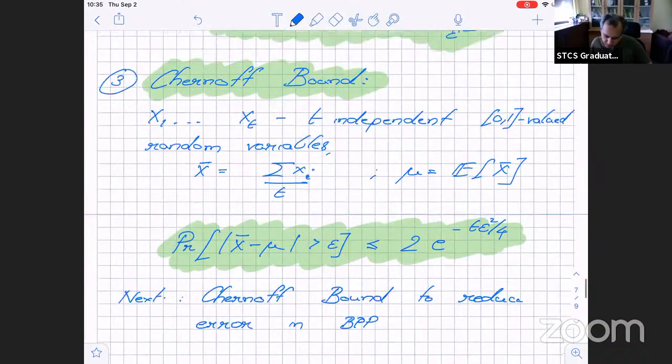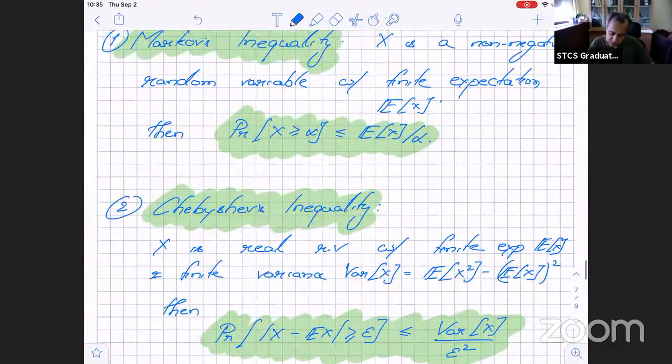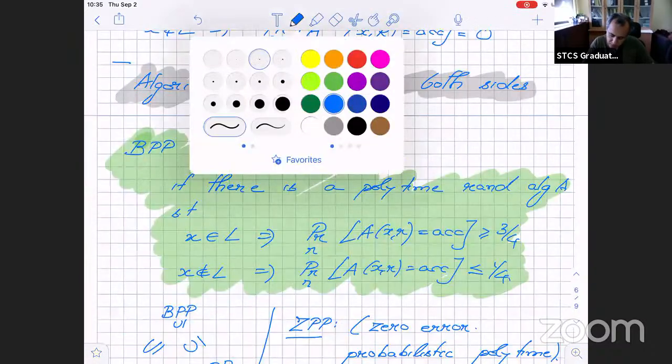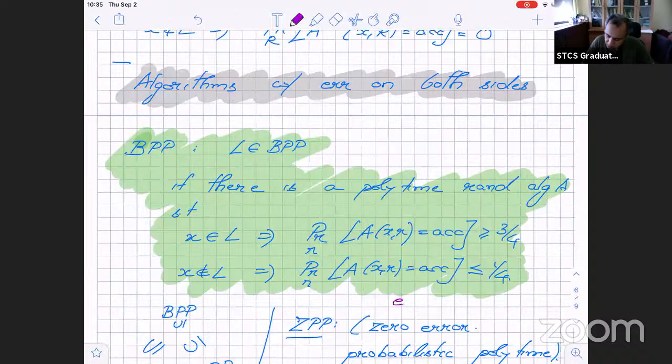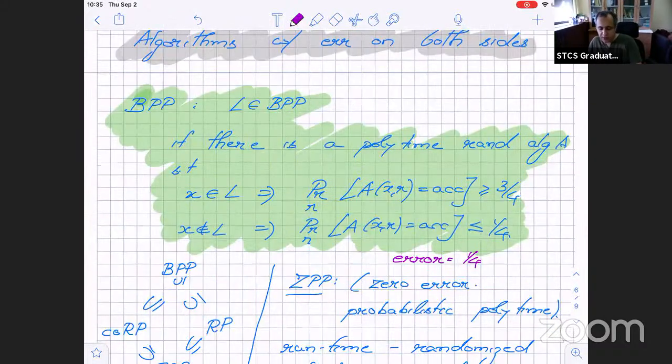So let's go back to this one and look at the definition of BPP. The error in the algorithm over here is 1/4. So this was BPP with error 1/4. The error in the yes case and the no case is 1/4, of course.